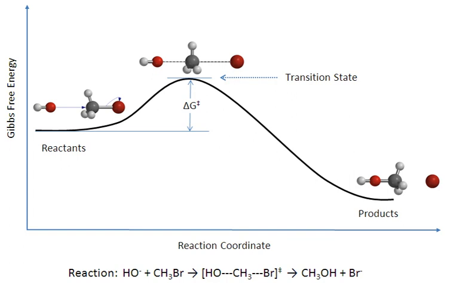Given the relationship between equilibrium constant and the forward and reverse rate constants, K = k1/k-1, the Eyring equation implies that ΔG° = ΔG1‡ − ΔG-1‡.